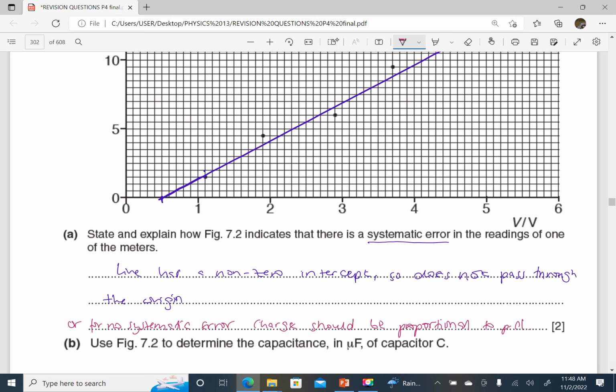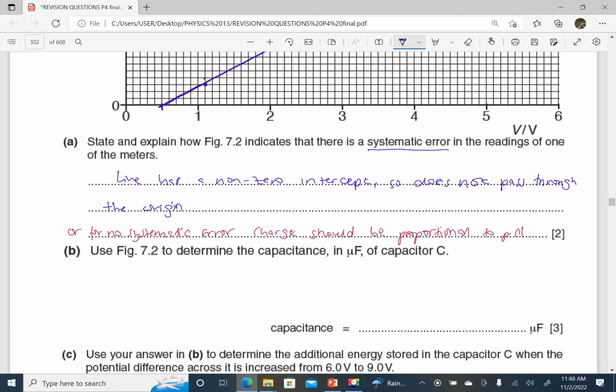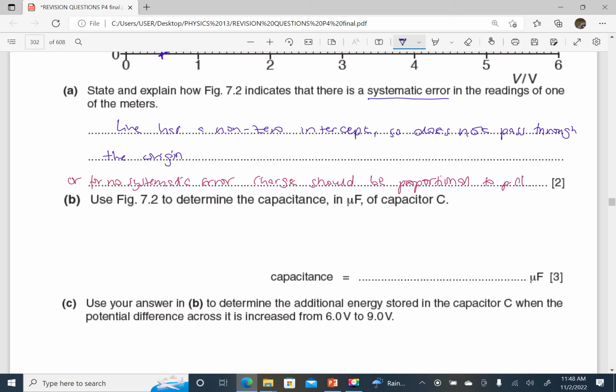But now it is not proportional because when the charge is zero, there is a PD. When there is a PD, there is no charge, so they are not directly proportional. So there is a systematic error. Okay, in other words, there is a zero error if I put it like that. Use the figure to determine the capacitance in microfarads of capacitor C.